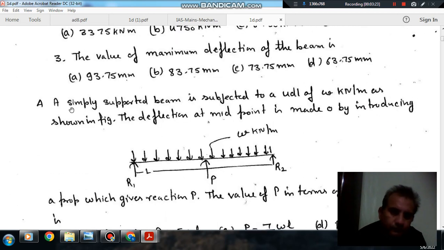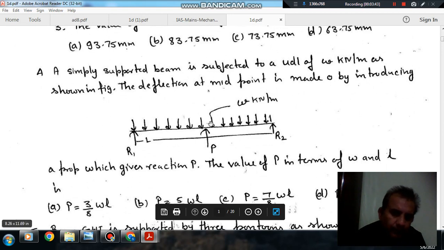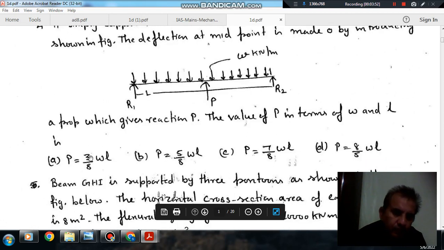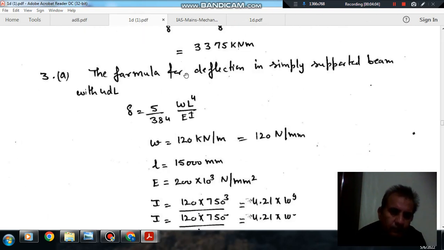Okay, next. A simply supported beam is subjected to a UDL W kilonewton per meter as shown in the figure. The deflection at the midpoint is made 0 by introducing a prop which gives reaction P. So this is W, this is R1, this is R2, this is P. The value of P in terms of W and L is option A P is equal to 3 by 8 WL, option B P is equal to 5 by 8 WL, option C P is equal to 7 by 8 WL, and option D P is equal to 8 by 5 WL.